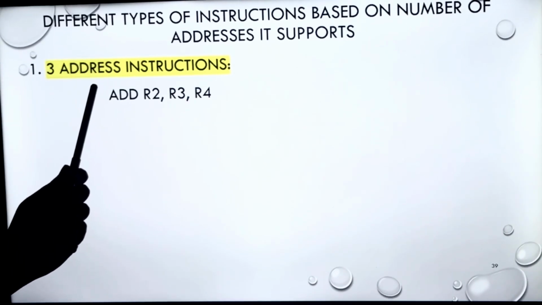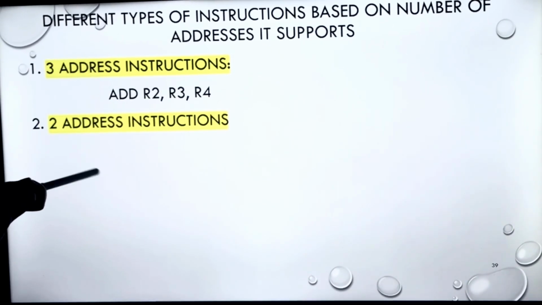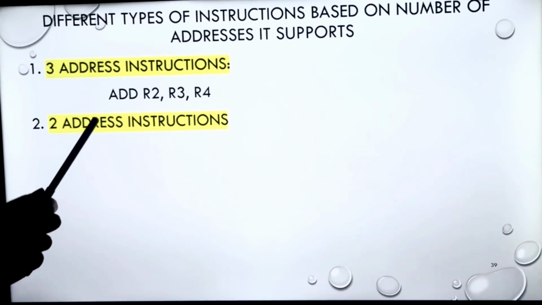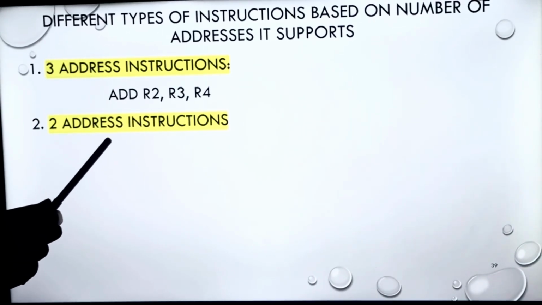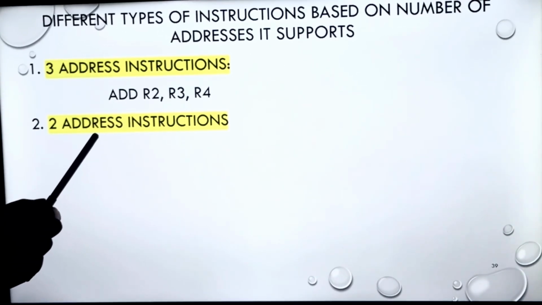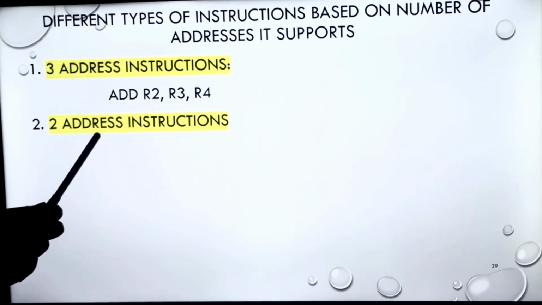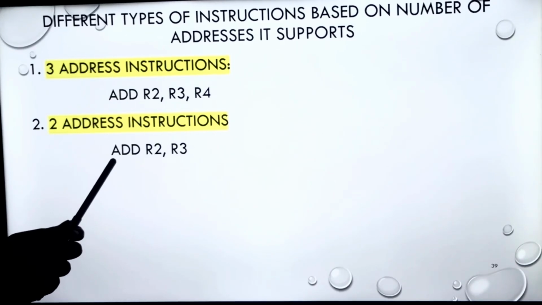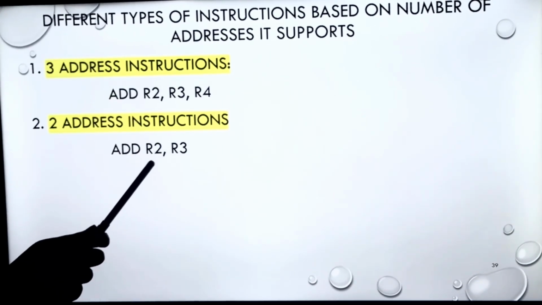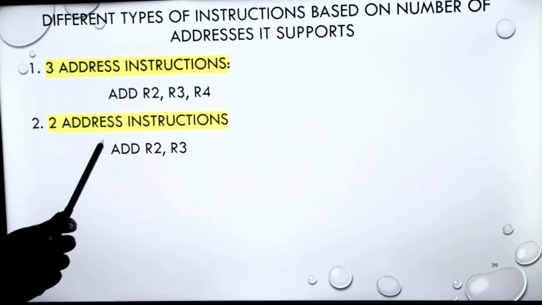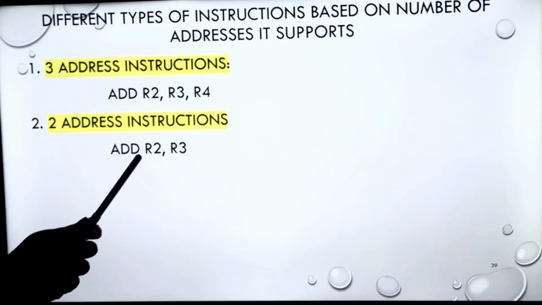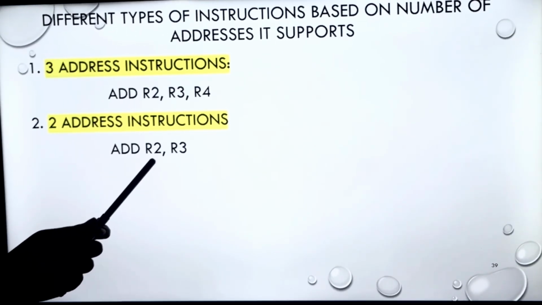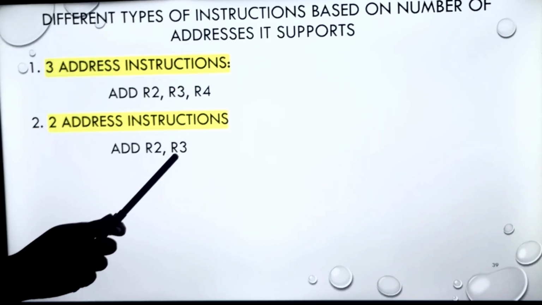Fine. Then we have the second type of instructions, which is 2 address instructions. From the name you can easily understand, this type of instruction can hold up to 2 different addresses. It may be register or memory location. For example, add R2, R3. How many different addresses am I using in this instruction? Only 2, right? Now what does it mean? This means R2 equals R2 plus R3.